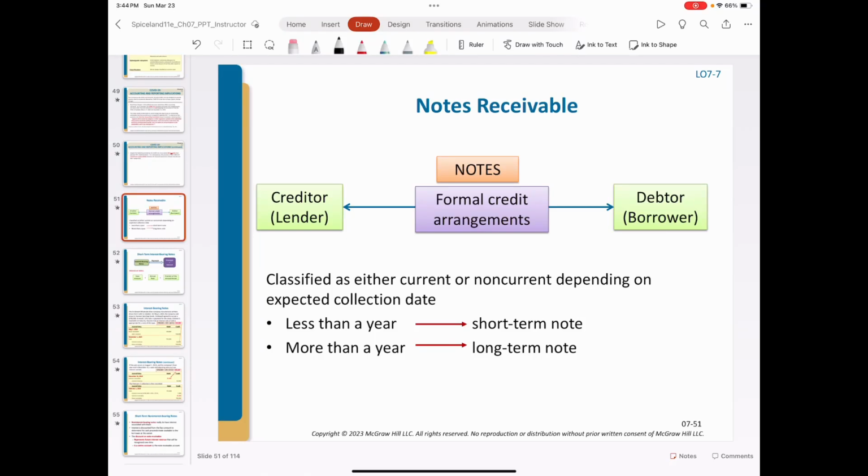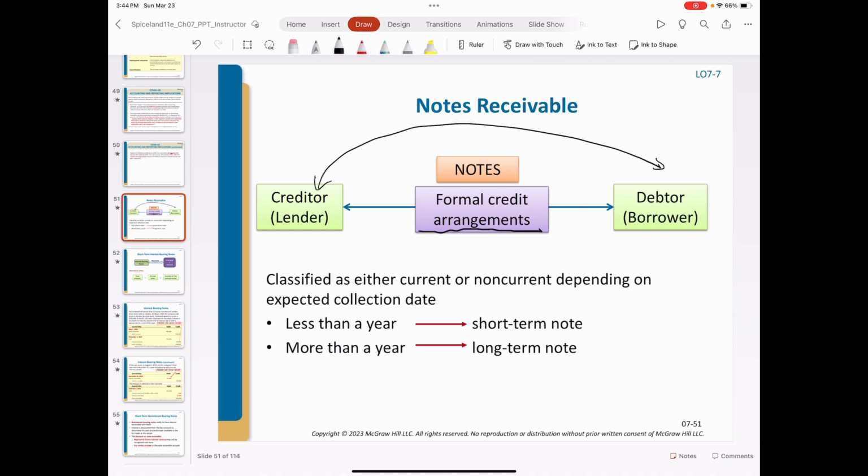Notes receivable is another receivable, different from accounts receivable, which is an informal credit arrangement. Notes receivable is a formal credit arrangement. It represents a transaction between a creditor and a debtor, or the lender and the borrower.